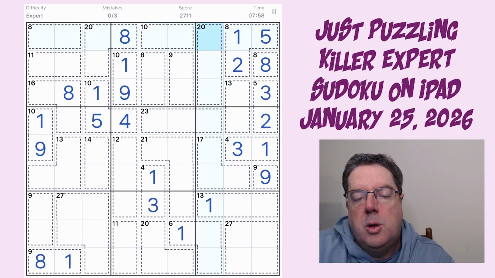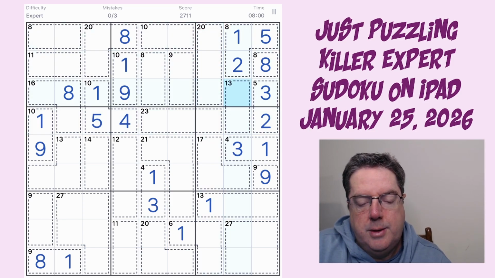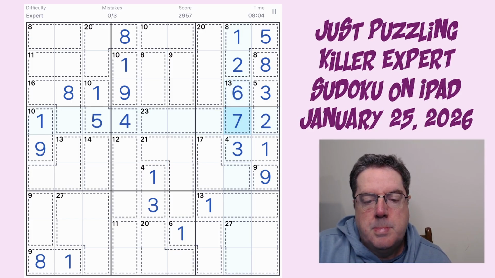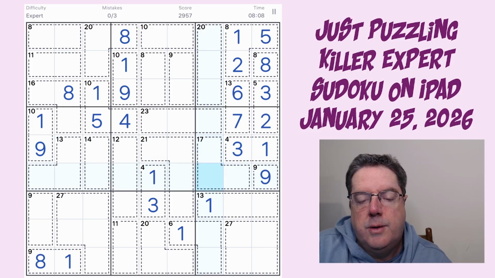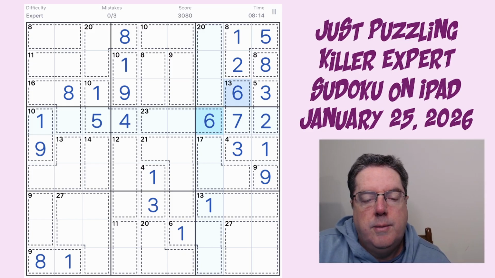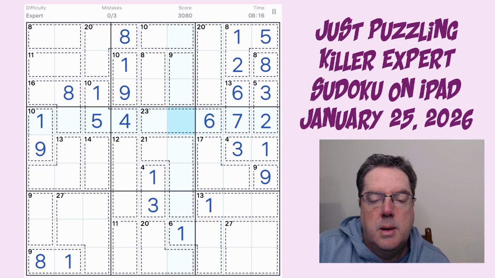So this is going to be 9, 7, 4. So this has got to be a 6 here, leaving this to be a 7. Now we have this cage here that's full. So 17, 26, 30, 39. So that's a 6 there, leaving this to be 8 and 9.